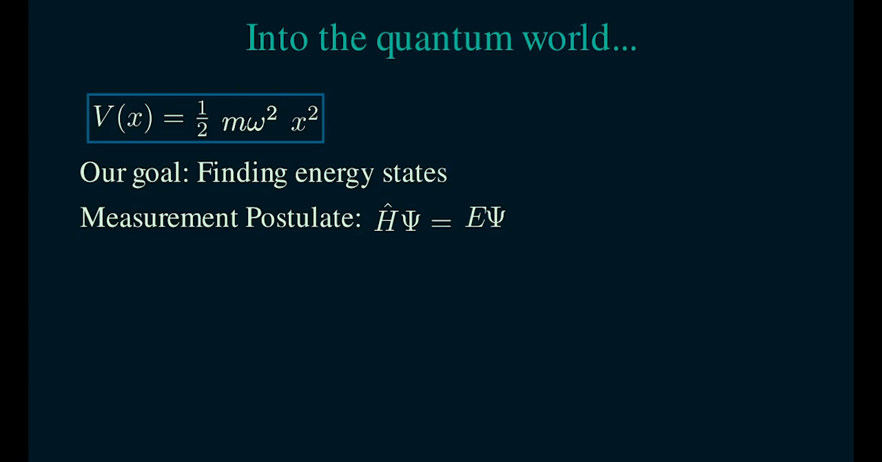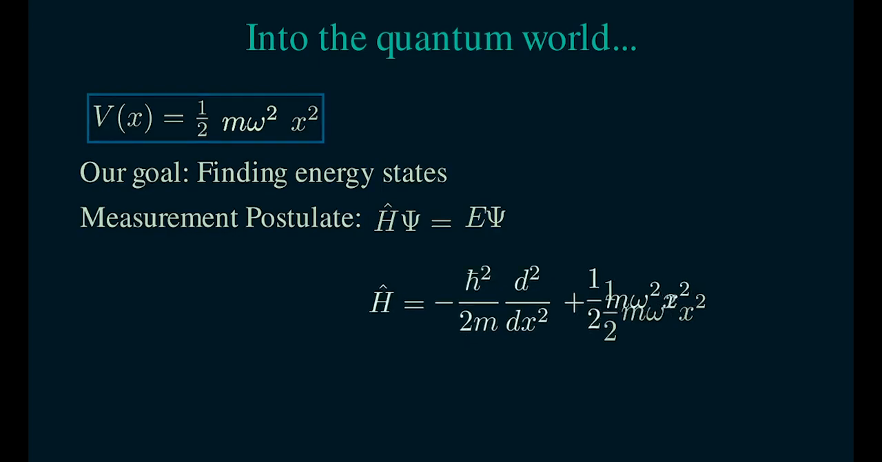Here, E represents the possible measurable energy states, which is what we are after, and H is the Hamilton operator. It is given by minus h bar squared over 2m multiplied by the second derivative plus the potential. Using the expression for the potential of the harmonic oscillator, the Hamiltonian for this problem becomes the following. So the time-independent Schrödinger equation for the harmonic oscillator problem is as follows.